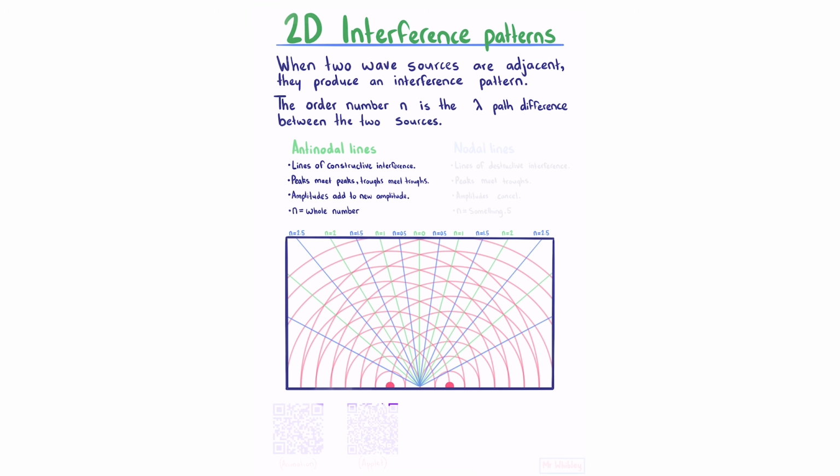Our blue lines in between are our nodal lines, which are lines of destructive interference, where the waves are meeting 180 degrees out of phase, such that the peaks are meeting troughs, causing the amplitudes to cancel out, giving us areas of 0 amplitude, and you'll note that our order number is something 0.5. So 0.5, 1.5, or 2.5, and so on. The 0.5s represent that the path difference is 0.5 of a wavelength out of phase.